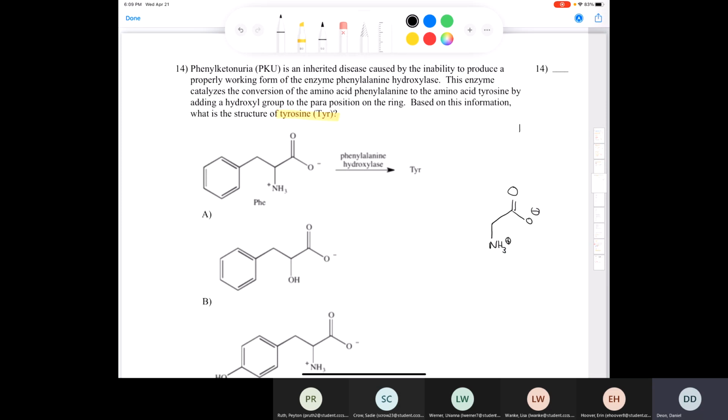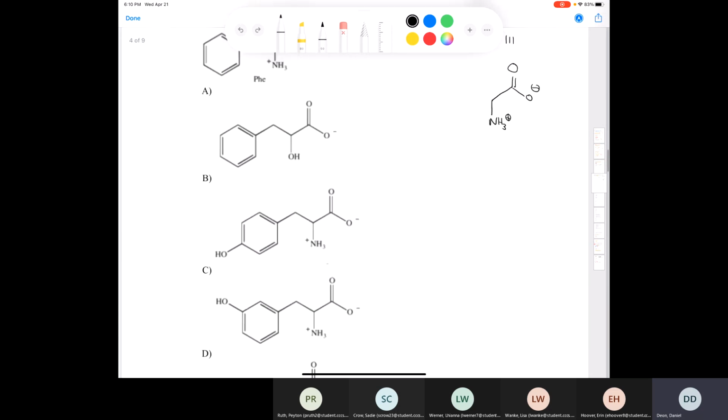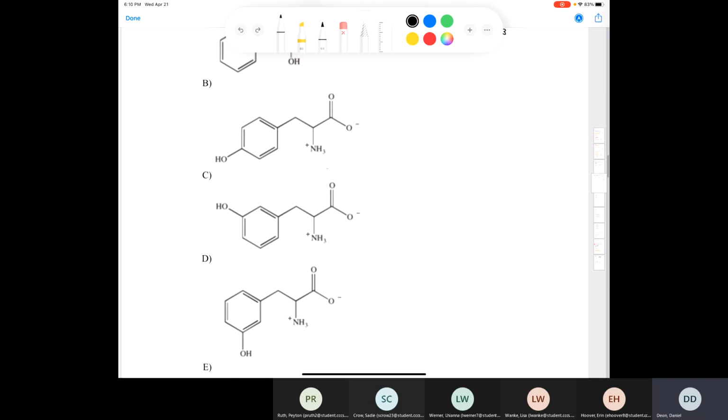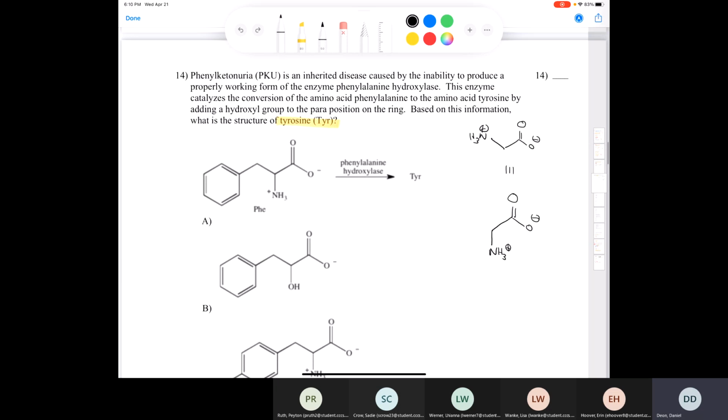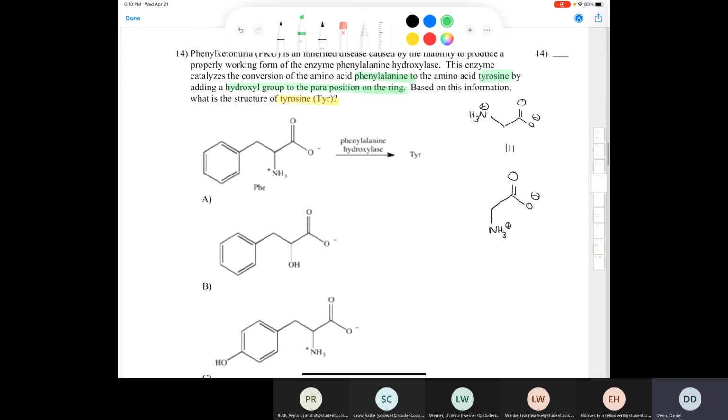Now, I know that normally I would draw the amino acid like this, with the alpha carbon and then the nitrogen coming up like this. These are the exact same thing. I just drew the nitrogen pointing down because if you look at the possibilities, they all have the nitrogen pointing down like that. Now, what other clue do they give us here? They tell us that this enzyme catalyzes the conversion of phenylalanine to the amino acid tyrosine by adding a hydroxyl group in the para position of the ring.